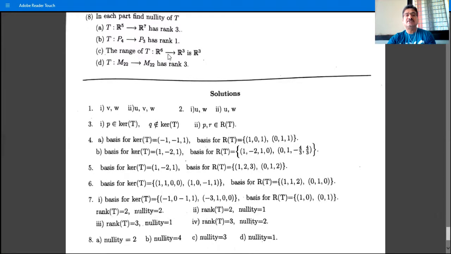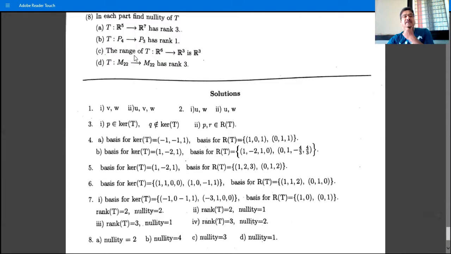Then, R raised to 6, range of T. The range of T, R raised to 6 to R raised to 3, is R cube. R cube means what? Range of T means dimension of range of T is R3. And therefore, we have to find the nullity of T. The range of T from R raised to 6 to R raised to 3 is R raised to 3. That is, the range of T is R raised to 3 itself. And the dimension of R raised to 3 is 3.